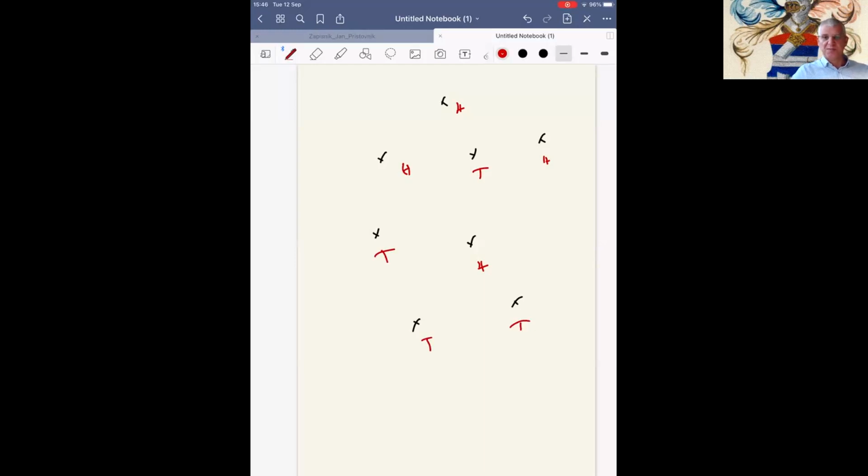Then you get two distinct processes. If I paint the points where I got an H red, I get this process. And if I paint the other ones blue, I get this process. And these two are distinct Poisson processes, and one nice thing is that these two Poisson processes, the blue one and the red one, are actually independent. Again, this is an old result. It's been around for a long time.